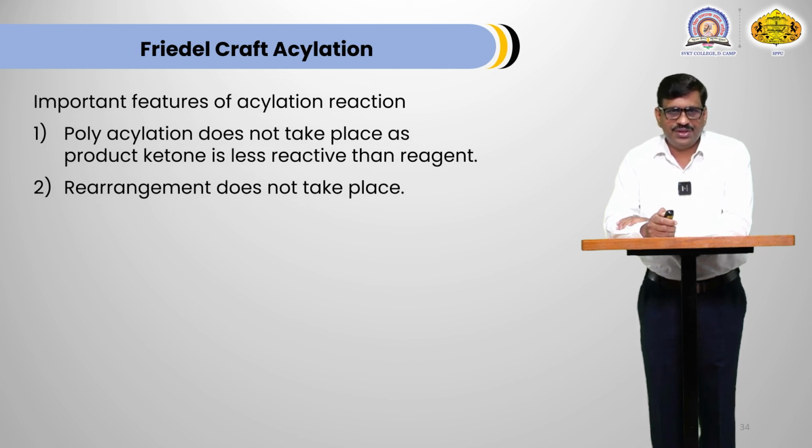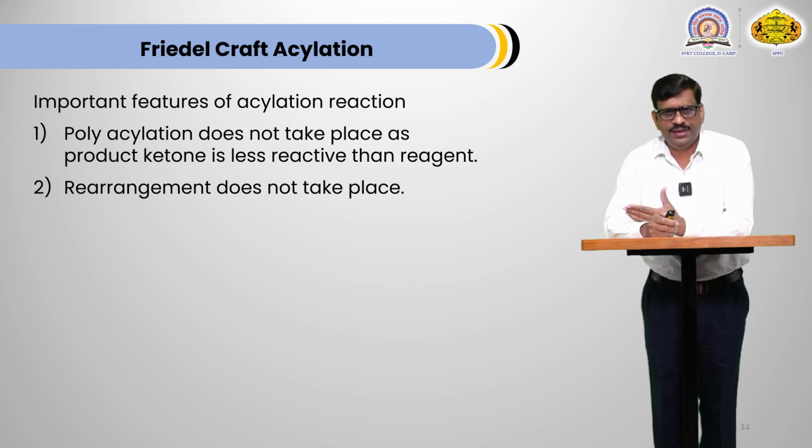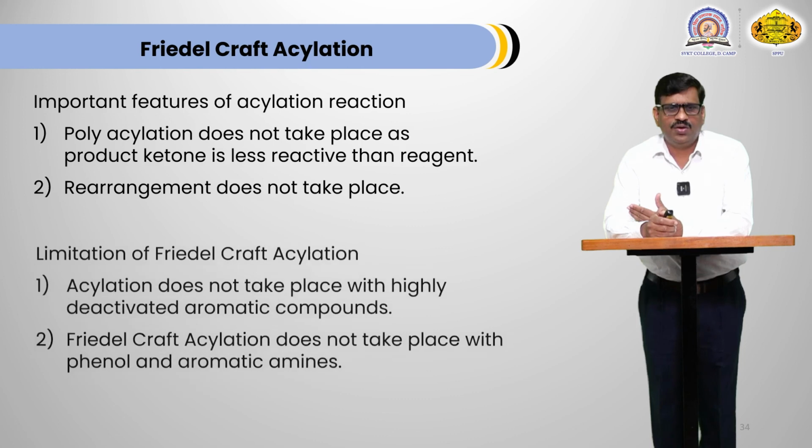Here there are some important features of Friedel-Crafts acylation. In Friedel-Crafts acylation, polyacylation does not take place as the product ketone is less reactive than the reagent. We have already seen in Friedel-Crafts alkylation reaction, polyalkylation is taking place. But in Friedel-Crafts acylation reaction, polyacylation is not formed, because when ketone is formed, the COR group is an electron withdrawing group, it deactivates that benzene ring, and that's why polyacylation does not take place. In Friedel-Crafts acylation, rearrangement is also not possible. Rearrangement products are not obtained.